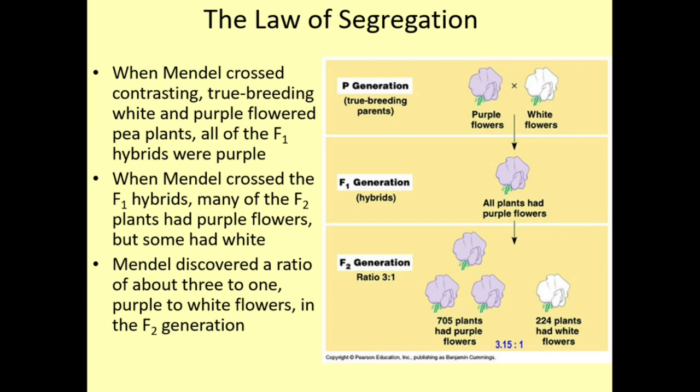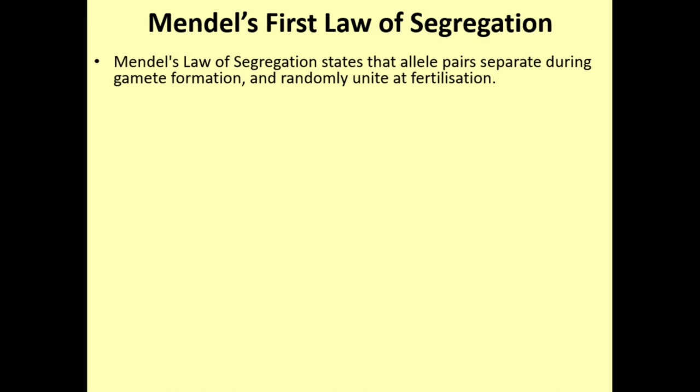But this basically gave Mendel the basis of his law of segregation, the first law of genetics. Keep in mind that Mendel didn't know about chromosomes, he didn't know about genes. We now have a decent understanding of meiosis, the production of gametes, eggs and sperm, so we can tie this in with the law of segregation really nicely. Mendel's law of segregation states that allele pairs separate during gamete formation, so during meiosis, and then they will randomly unite again at fertilization.